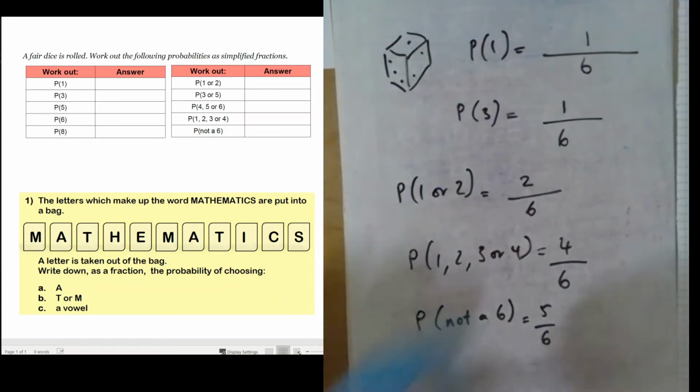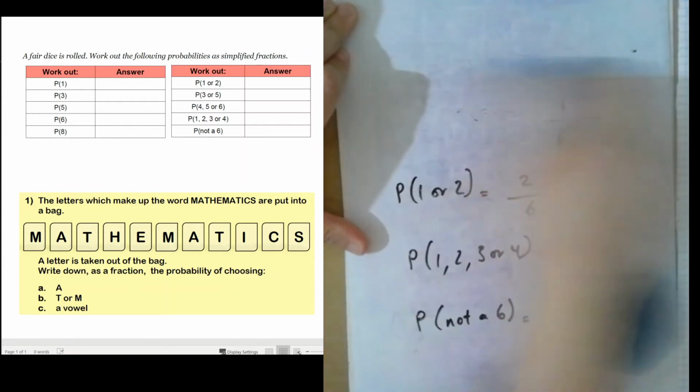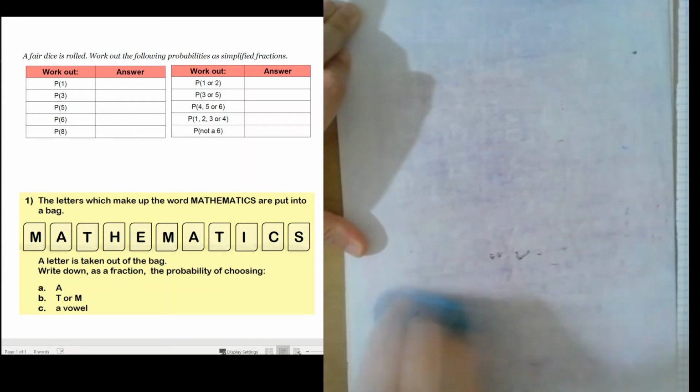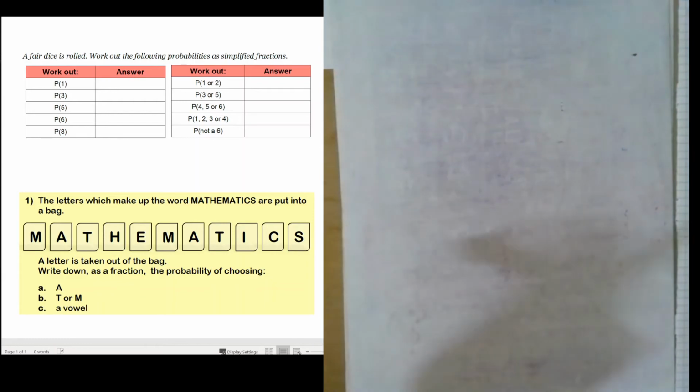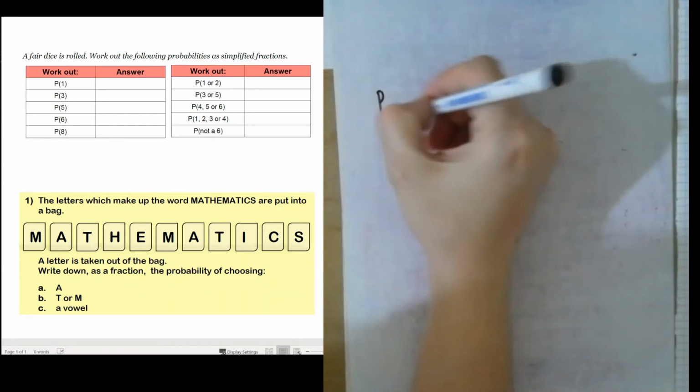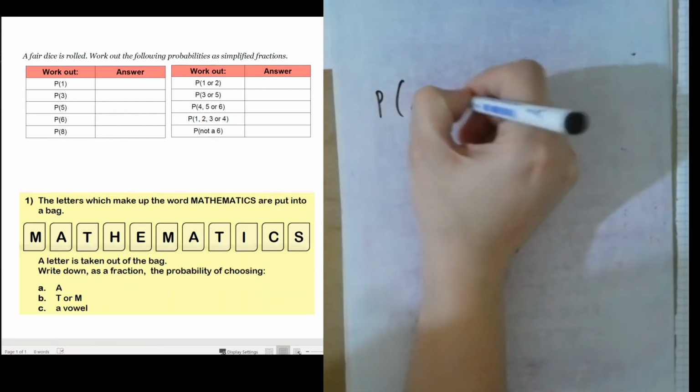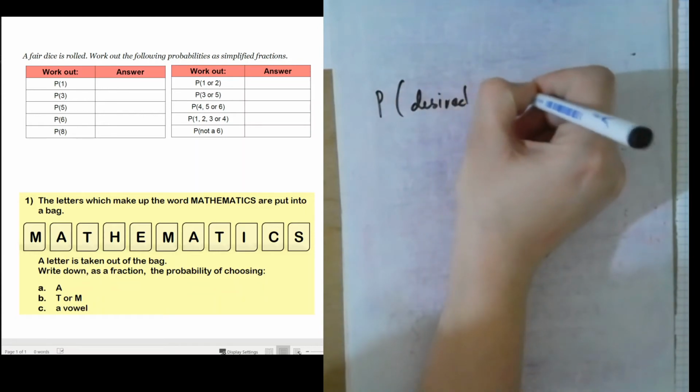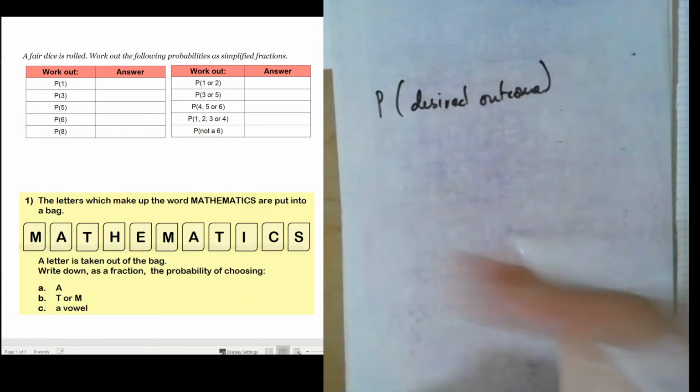Okay, so that would be the top half. So when you have the top half and you have a probability, if you wanted to make it all formal, you'd have: I'm going to say probability of desired outcome.